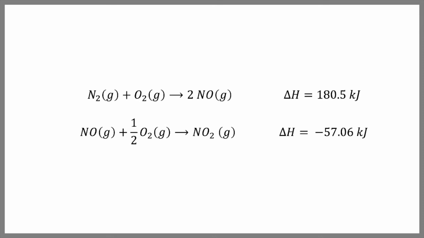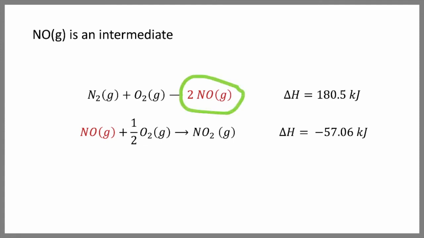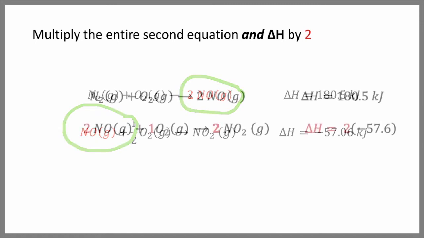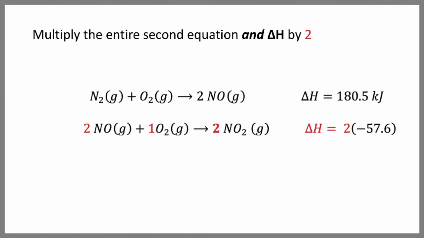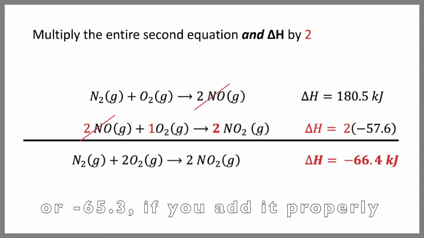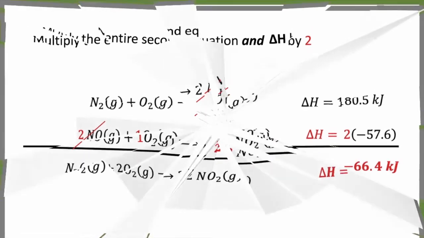Now notice that the nitrogen monoxide is an intermediate and that we can cancel this out to get our overall equation. But in order to do this and make sure that everything is balanced, we must first multiply the entire second equation, including delta H, by 2. And once we do, our equations add up to the final equation we want, and our changes in enthalpy also add up to the enthalpy of our reaction, which in this case is negative 66.4 kilojoules.